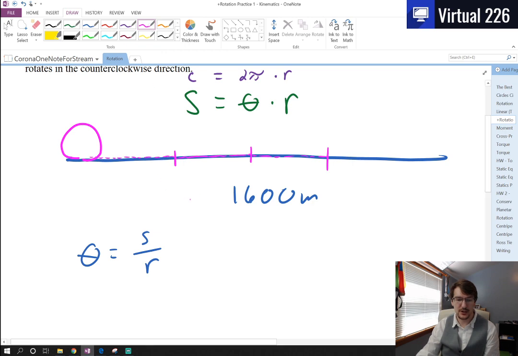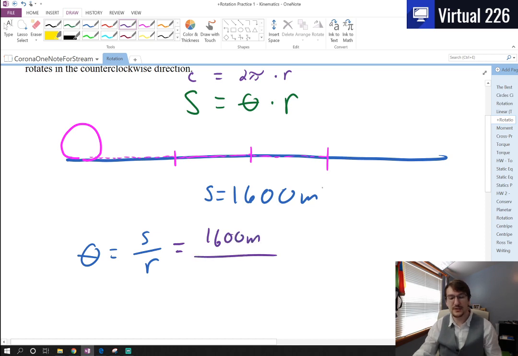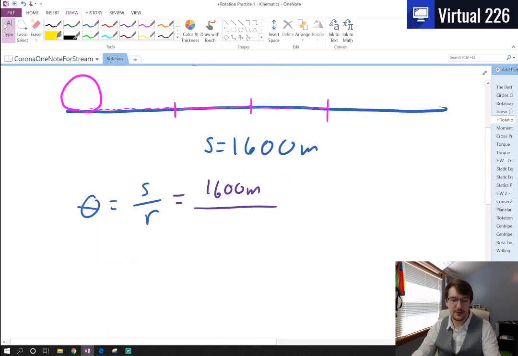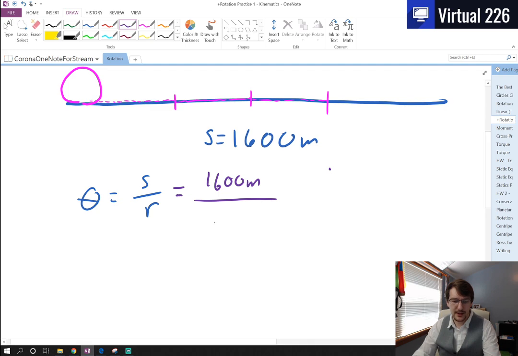With this equation, our linear distance is the 1,600 meters. That's an actual distance that we can travel. So our 1,600 meters needs to just be divided by the radius of our wheel, and our radius is that 0.33 meters. We're dividing by a decimal, so our number is going to be bigger here. When we take 1,600 divided by 0.3333, just like multiplying by 3, we get something around 4,800.